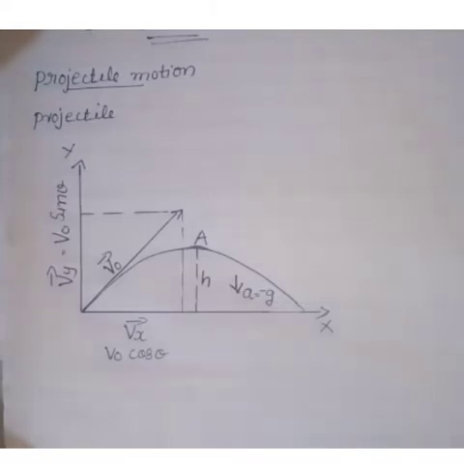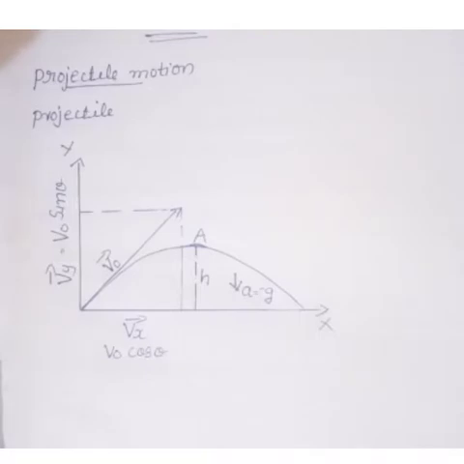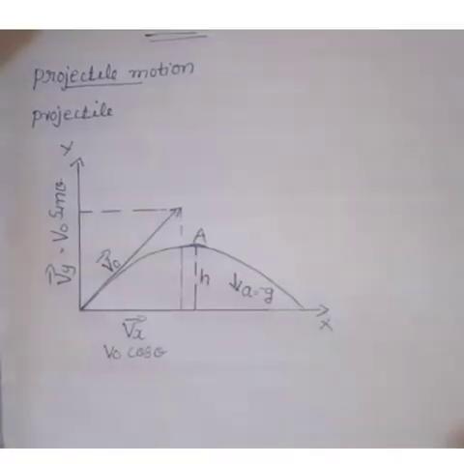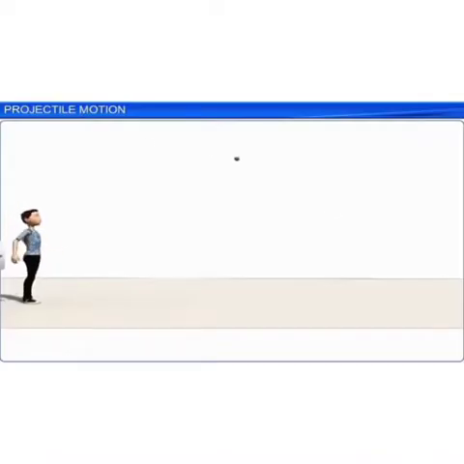So what do we mean by projectile? A projectile is an object projected in space or air such that it moves under the effect of gravity alone. Suppose a bullet fired from a gun is also in projectile motion. A body that is in flight after it is thrown or projected is called a projectile.